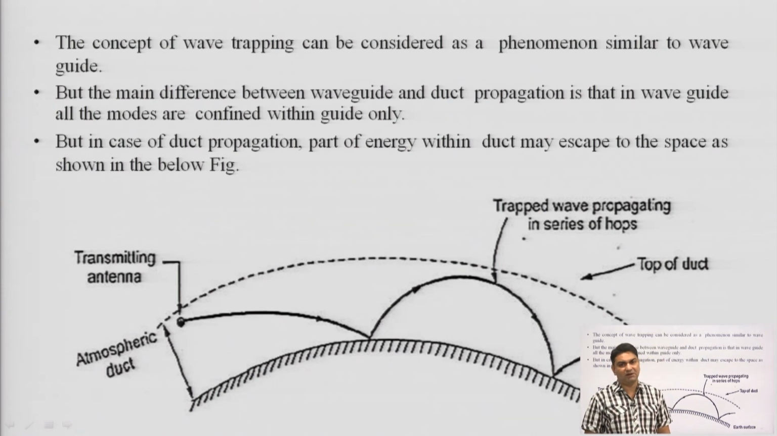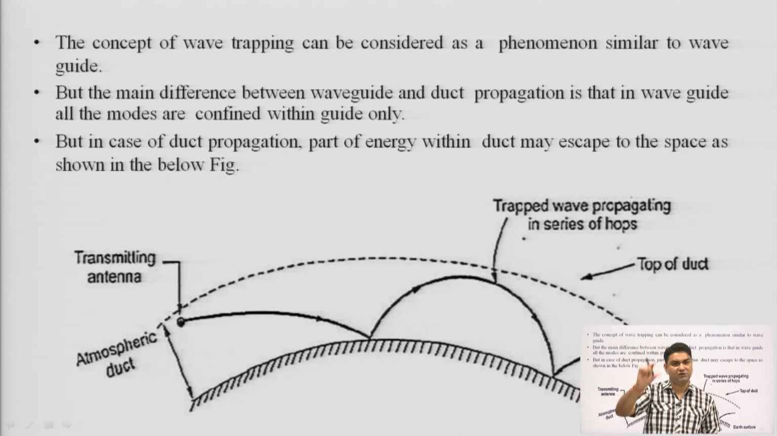This is the diagram of duct propagation, where some of the ducts are formed attached to the earth surface, meaning the abnormal behavior starts just from the earth surface, and some of the ducts are formed within a range of heights in the tropospheric region. These are known as ground based duct and elevated duct. Elevated ducts are the ducts which are formed within the tropospheric region at some particular heights.